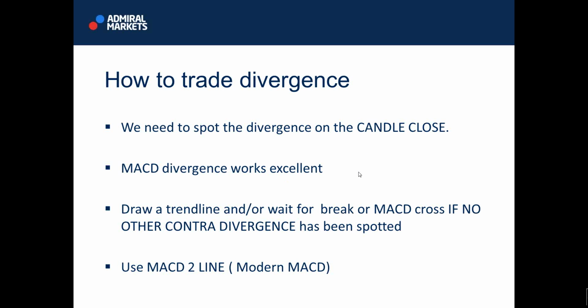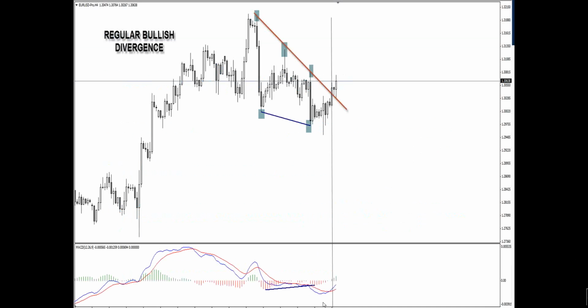Draw a trend line and wait for a break, or a MACD cross, if no counter divergence can be spotted. So let's say you spotted a hidden bullish divergence or regular bullish divergence, and in the meantime, while the rules for the next trade are not yet met, there is no other divergence in the opposite direction, you can trade it. Use the MACD 2-line, modern MACD.